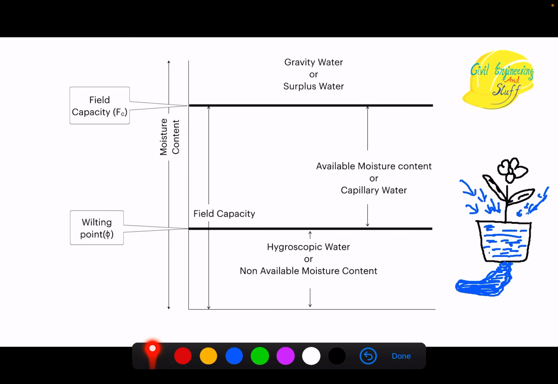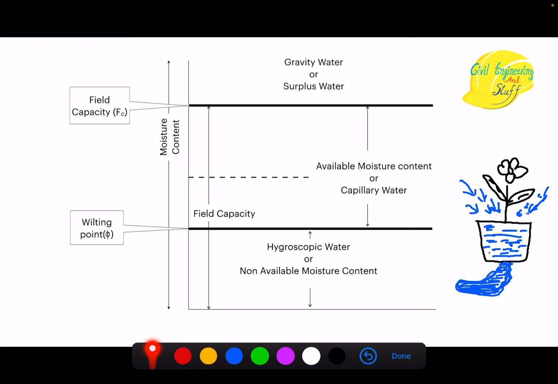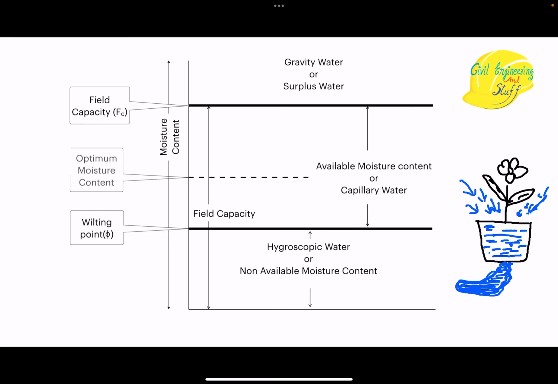Okay, so the wilting point is that moisture content below which, if the moisture content goes below the wilting point, the crop will die. So in between the field capacity and the wilting point, this is the range, and in between this lies the optimum moisture content.